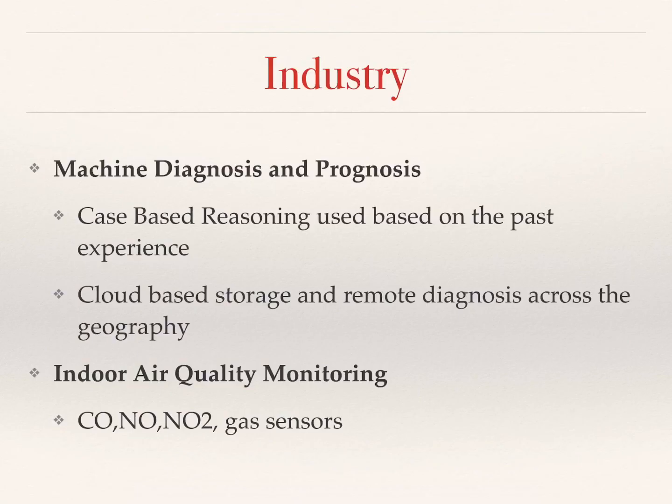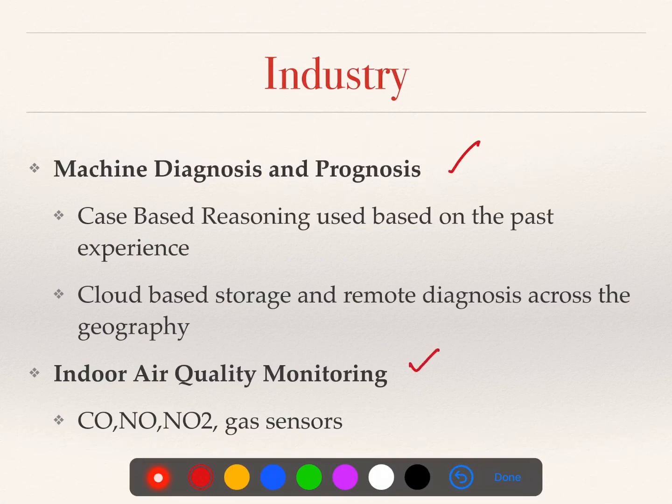So next thing is IoT for industry. This we will be seeing in detail. Mainly it is machine diagnosis and prognosis, and indoor air quality monitoring. Machine diagnosis and prognosis uses something called CBR, case based reasoning, based on past experience. Based on the previous history of the machine's condition and other things, we call it case based reasoning. Based on this technique, whatever past experience we encounter, accordingly the problem will be solved, or the machine issues can be diagnosed.